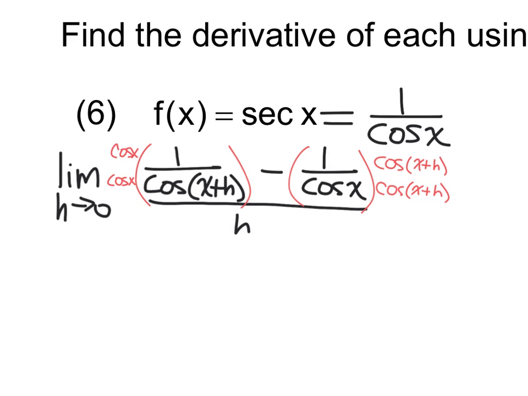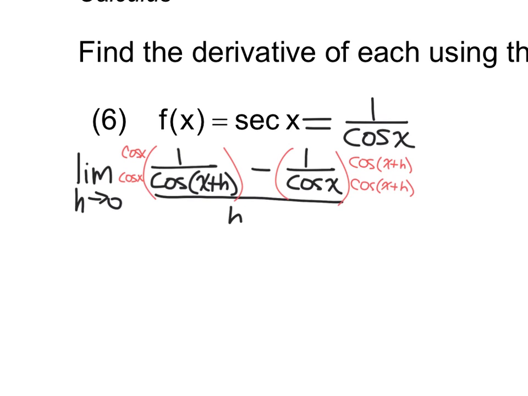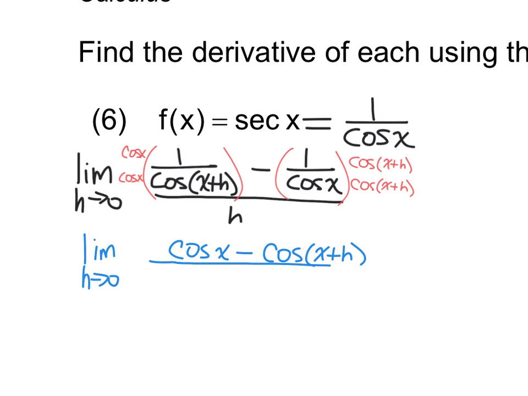All right, so I'm going to go a little bit smaller. Limit as h approaches 0. Now my numerator is just going to be cosine x minus cosine x plus h. The denominator is going to be a little funkier, but not too crazy. So cosine x minus cosine x plus h over cosine x times cosine x plus h.